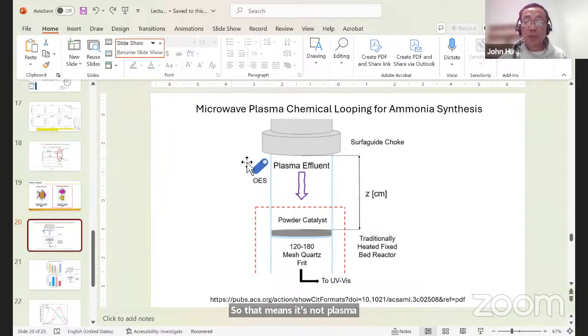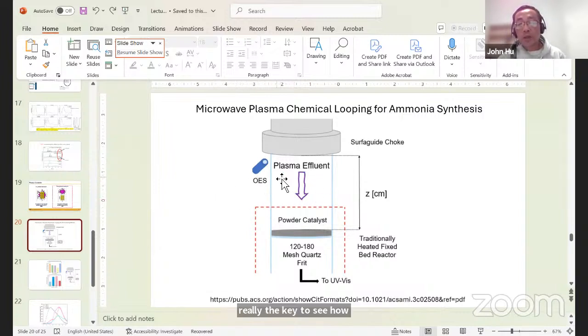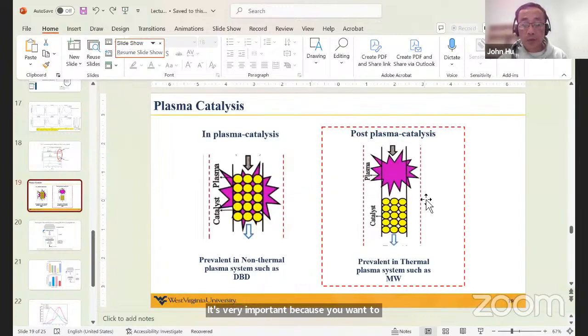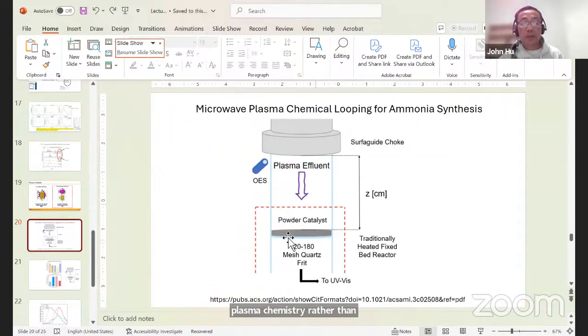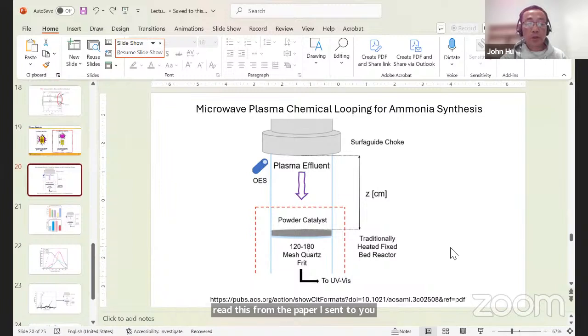The OES instrument is really the key to see how the plasma is generated and how the plasma landed on the catalyst surface. It's very important because you want to see plasma chemistry rather than just thermal heating or microwave heating. So this is the experimental setup, and you can read about it in the paper I sent to you. I'm going to show you another way.